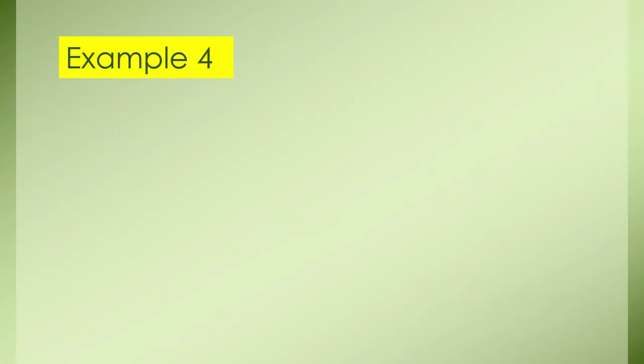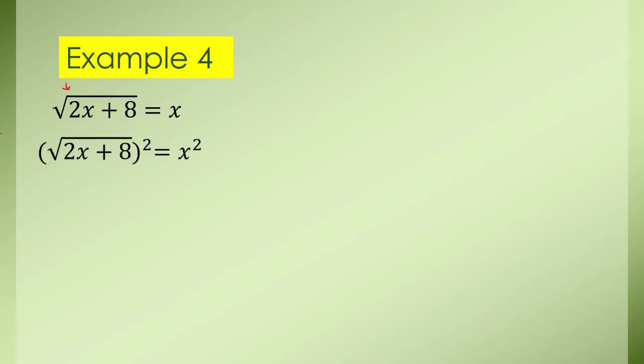Next. Remember, you always need to eliminate the radical expression. And to eliminate this radical, because the order here is square root, what do you have to do? Exponentiate to the square. Now when you exponentiate, this is 2 squared and x squared. And now you cancel the square root, and you have 2x plus 8 equal x squared.